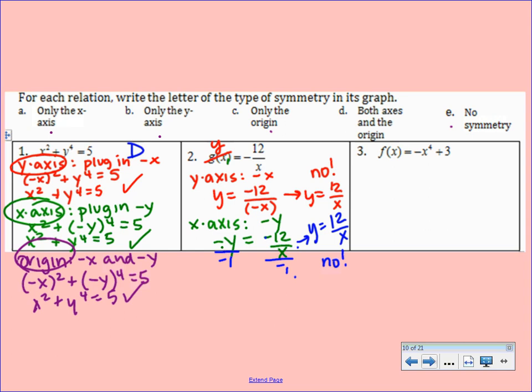All right, let's try origin. Again, this one's a little different, so watch it with me. If you're working ahead, back up. Guys in the back, make sure you're watching this, okay? What do we test for origin? Negative both: negative x and negative y. Plugging that in.